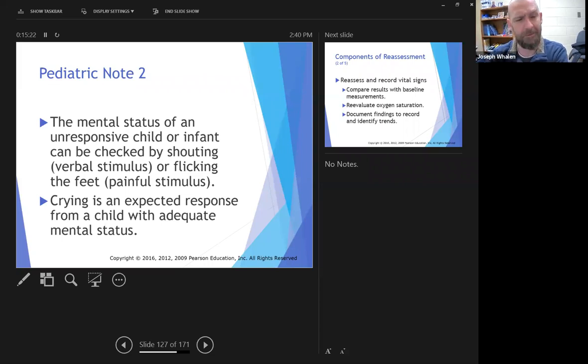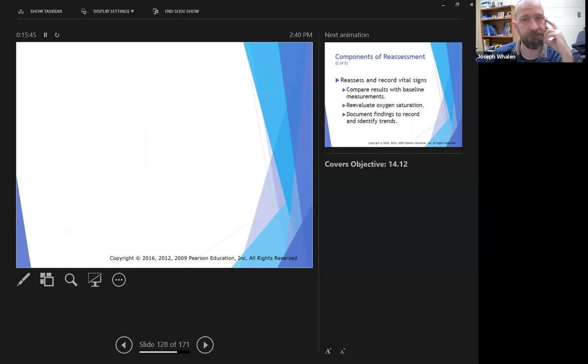So the crying, expected response. We like it. And like I've told many patients' parents, this is music to my ears. This is great. I love that they're crying. This is a good sign for us. So hopefully that can assuage some feelings of anxiety and whatever else mom and dad might be feeling at that point. So that can definitely be helpful.